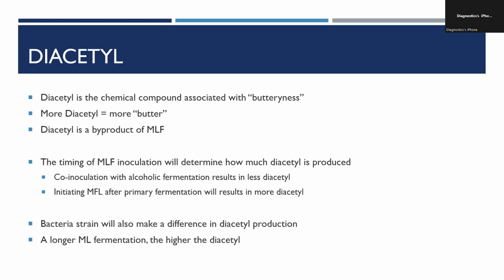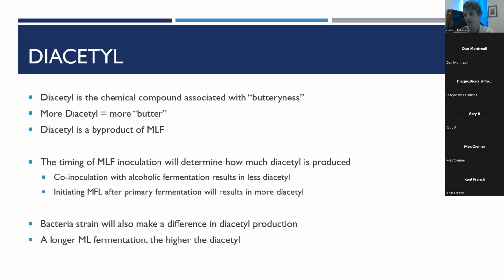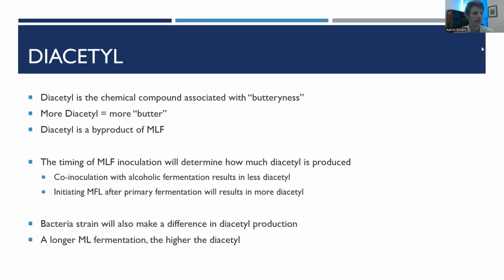So diacetyl. Talked about malic acid, lactic acid. Now we're talking about diacetyl. I pronounce it diacetyl, however you pronounce it. But diacetyl is the chemical compound associated with butteriness. So if you've ever had a creamy Chardonnay that's just a butter bomb, it was loaded with diacetyl. It is a byproduct of MLF. So the lactic acid bacteria produce diacetyl just during this malolactic fermentation. It's a byproduct.